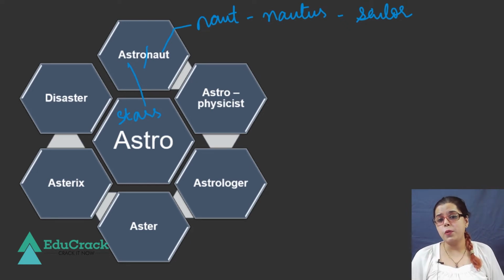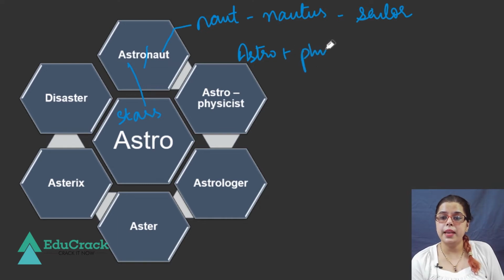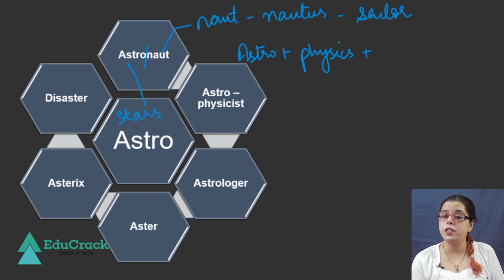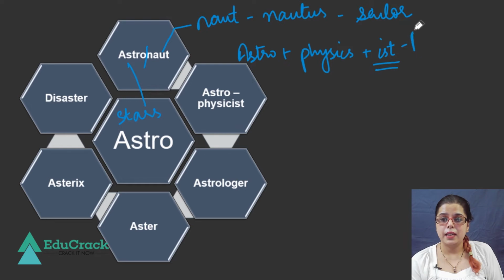The next word that we have is astrophysicist. Again, let's break down this word. If we break down this word, we have astro plus physics. That means this is a word related to the physics, to the science of the space or of the stars. And then we have another suffix here, that is ist. And ist is basically a person who practices, right? Or is an expert. Practices plus expert of something.